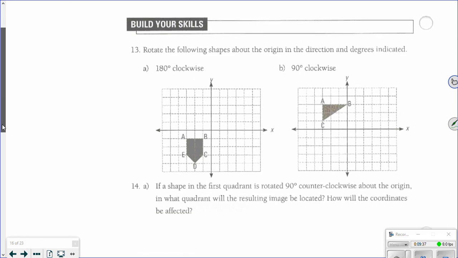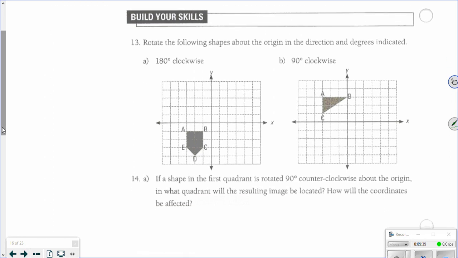Okay, same thing here. It says rotate the following shapes about the origin in the direction and the degrees indicated. So we're doing 180 degrees clockwise. You can pick this as your reference line, or you can pick this as your reference line. It doesn't matter, but pick one of them and stick with it. So this is going to be my reference line, and my shape is on this side of my line.